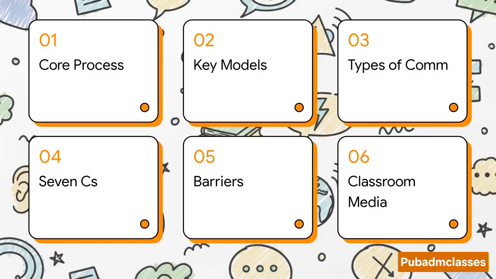We've got a brilliantly structured 6-part syllabus today. We'll hit the core communication process, key models, and types of communication. Then we'll look at the 7 C's, overcoming barriers, and finally, classroom media and society. We're building from basic definitions right up to complex exam applications, so let's get moving.